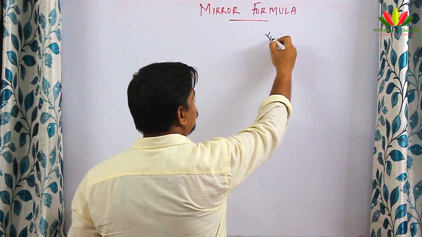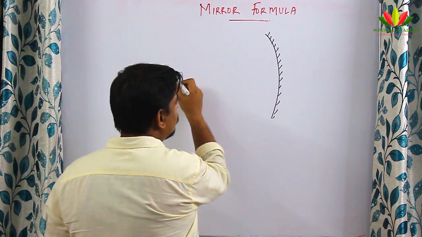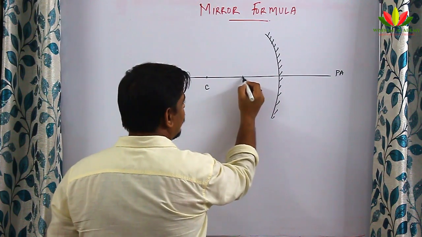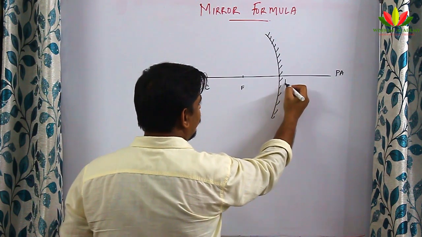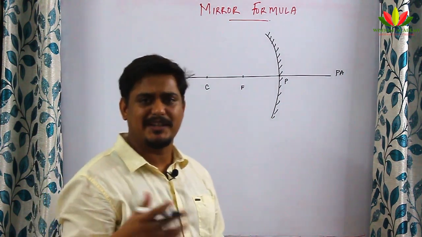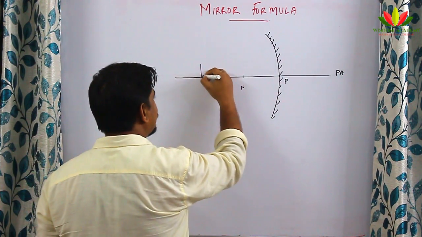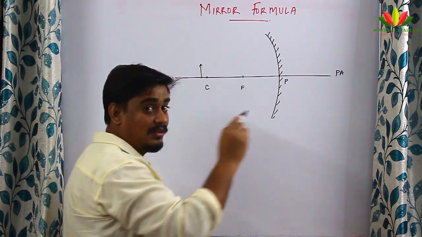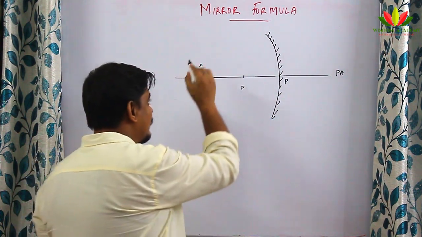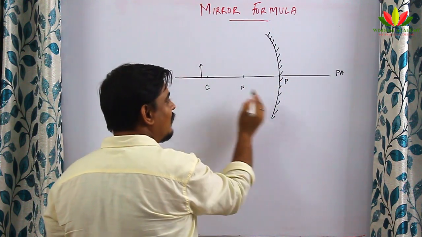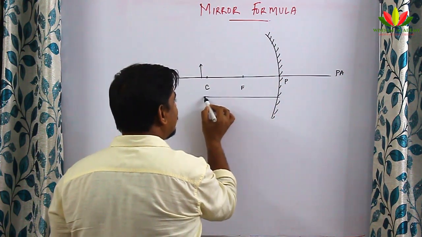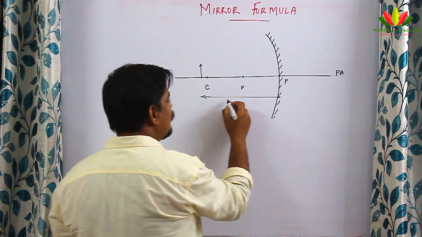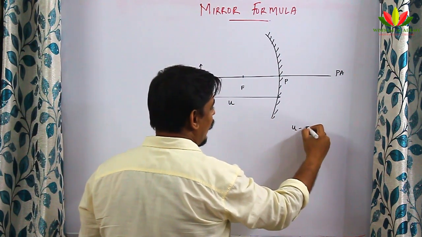this is a concave mirror and this is the principal axis. Somewhere here I am drawing the center of curvature, here the focus, and let this point be the pole. Whenever you keep an object anywhere, suppose I am keeping the object beyond C, it will be here. Listen to my words very carefully: the distance of the object from the pole is known as the object distance, which is represented by U. So U is the object distance.